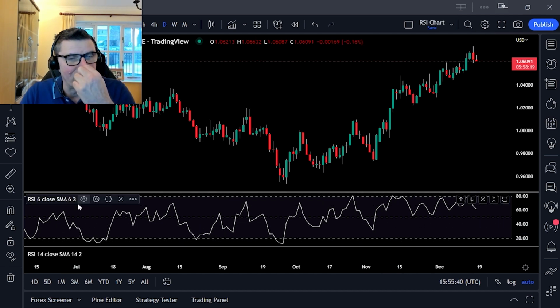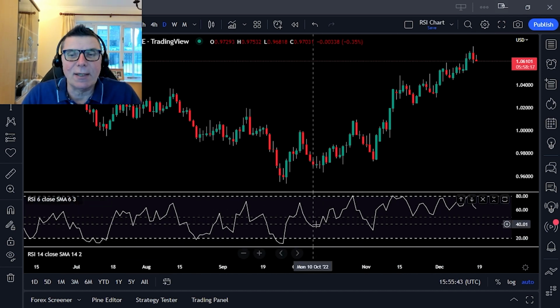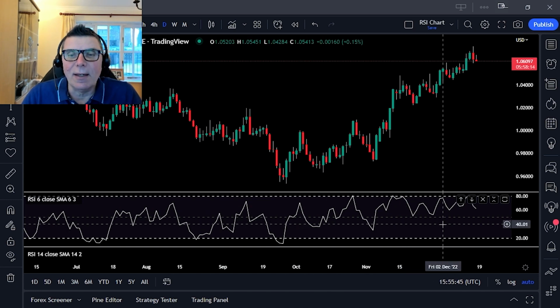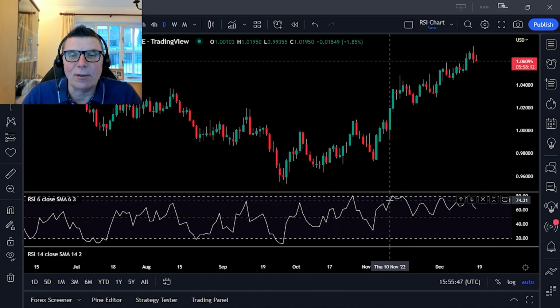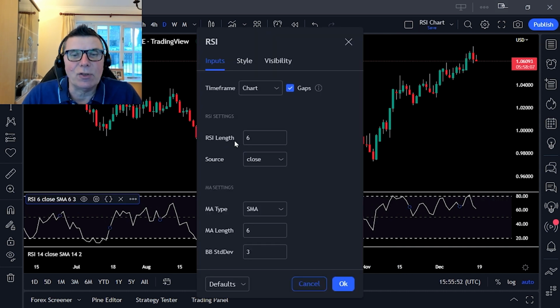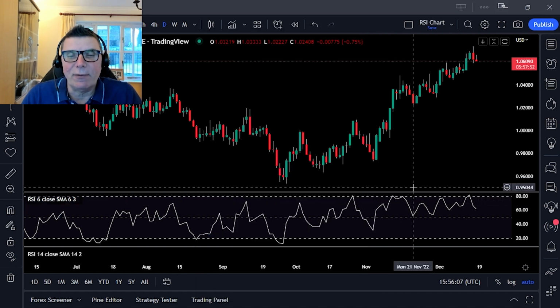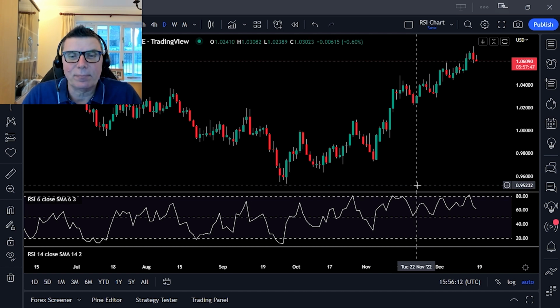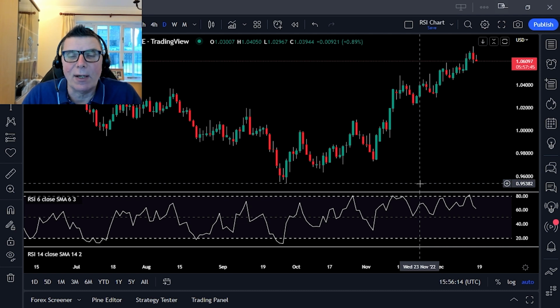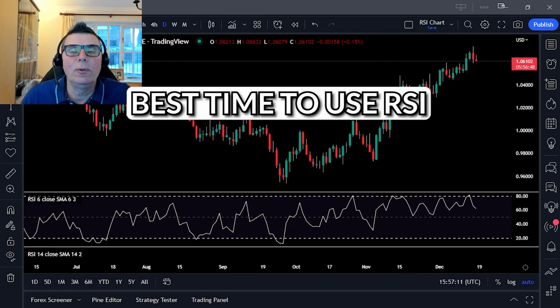So I've changed it down to a 6 period. It's a little bit more aggressive, and I'll show you very briefly how I've adjusted it. Going on here, I've just changed the length to 6 period, and then in the style, I've changed it to 80 and 20 as the upper band and the lower band effectively. It's just a little bit more aggressive at times. It just shows things a little bit clearer when you're looking, and it gives you quite an early heads up.